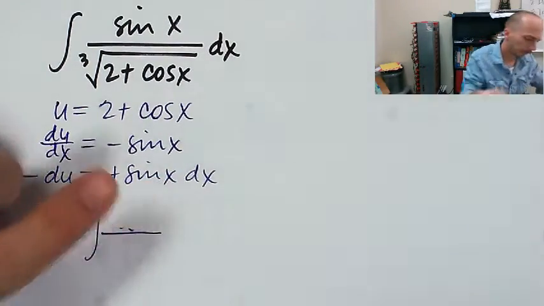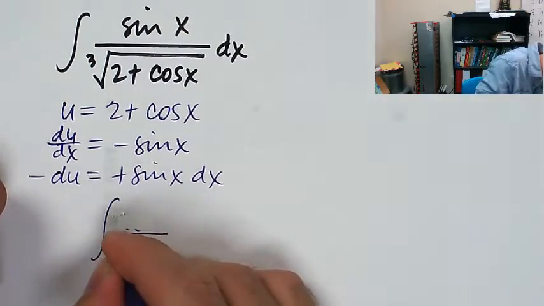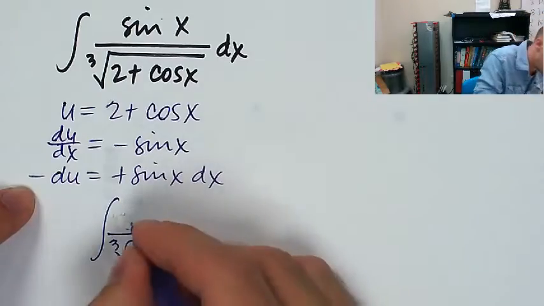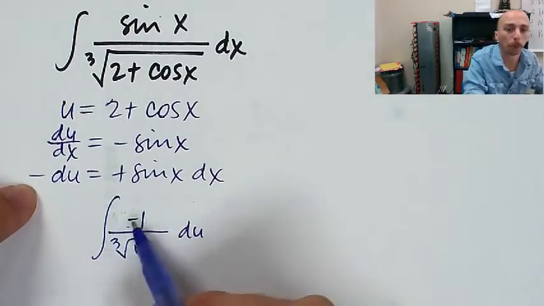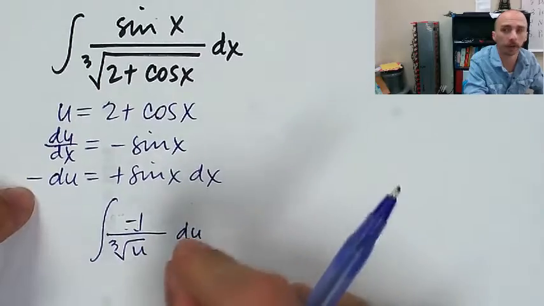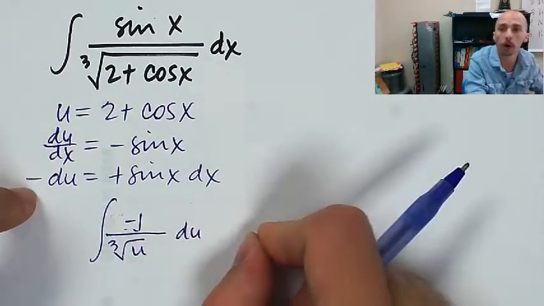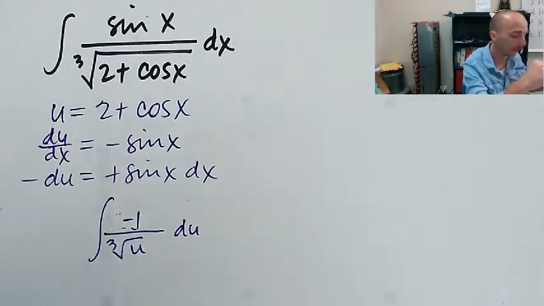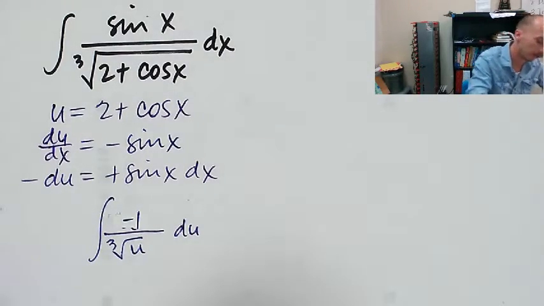U is in the denominator inside a cubed root, so that's the cubed root of u. Sine x dx is negative du, so maybe -1 du, like that. If at this point you still have x's in your integral, you have done it wrong. You are heading down the road to a wrong answer if you have x's and u's in your integral at the same time. This is a single variable calculus class. If you cannot eliminate all the x's, you have not done it right. I cannot emphasize that enough.